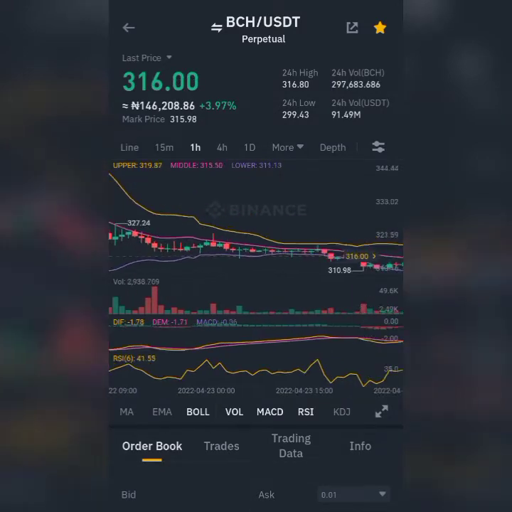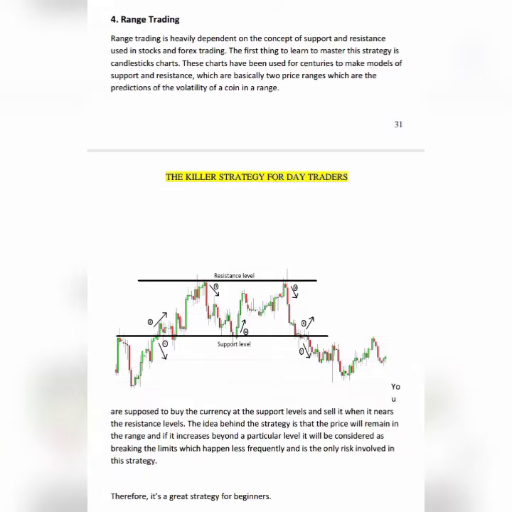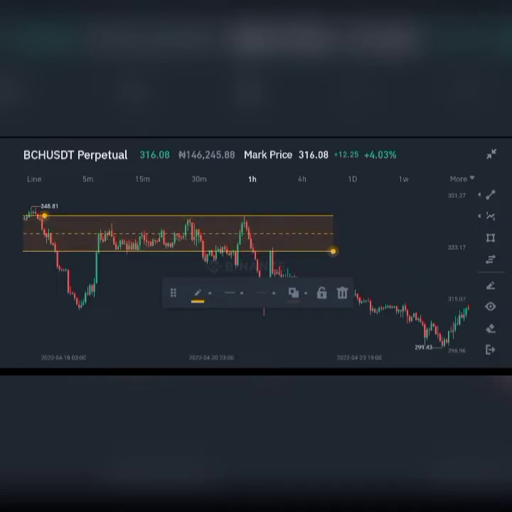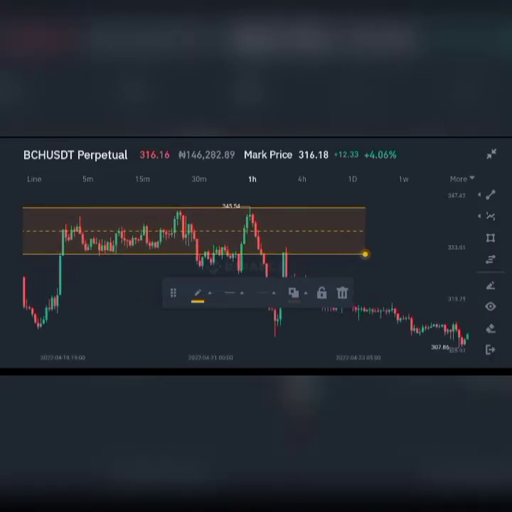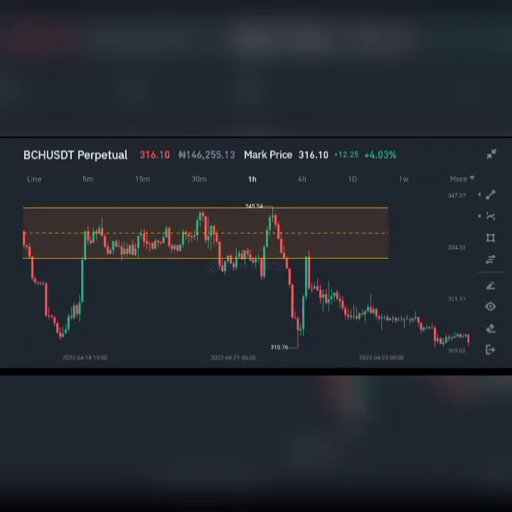Let me show you a typical example of what a range stands for. Looking at this here, this is a very typical example of a range. Within this parallel trend, you see that the market is moving little up, little low, little up, little low, just moving in a straight line within the trend line in the past few hours.